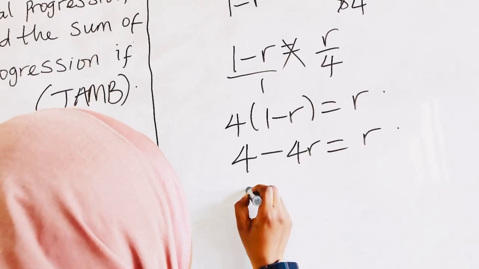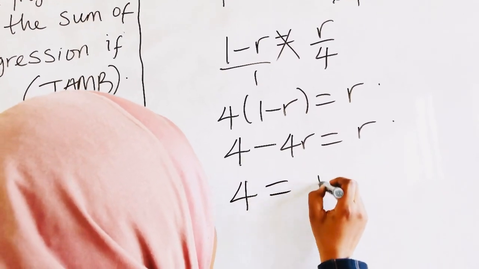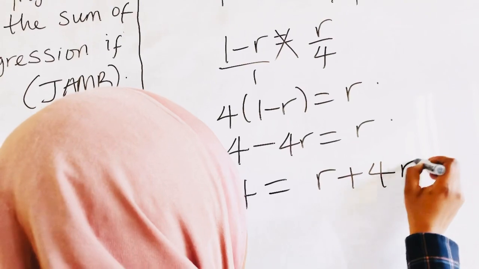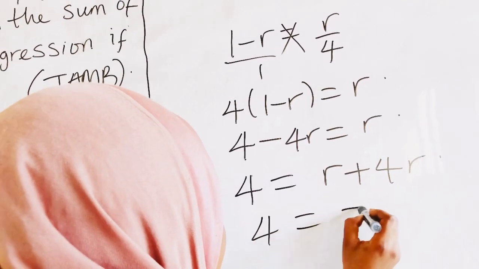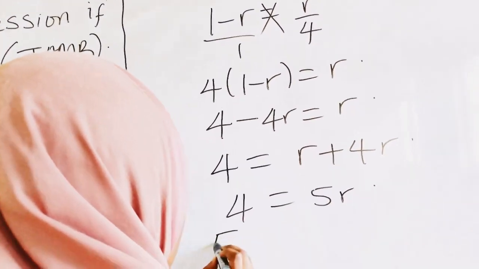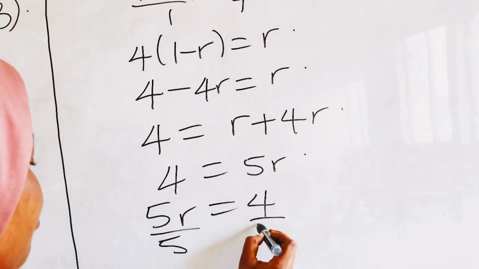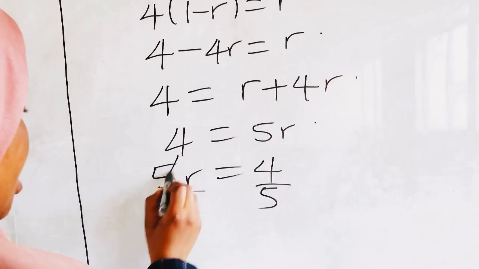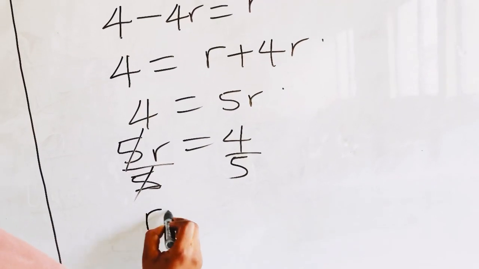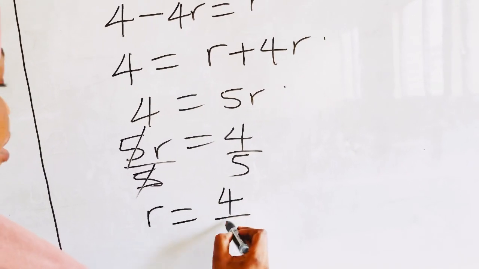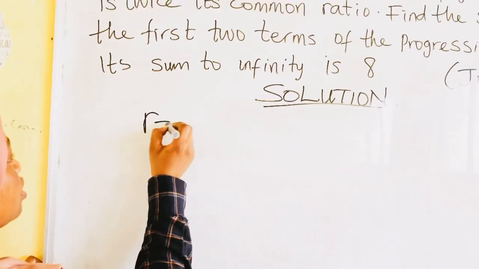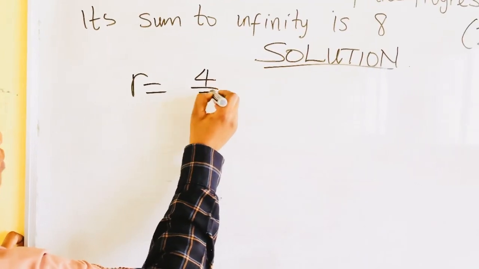So from here, 4 is equal to r plus 4r. So 4 is equal to 5r. Let's make r the subject of the formula by dividing both sides by 5. So 5 cancels 5, and we have r equal to 4 over 5. r is equal to 4 over 5.